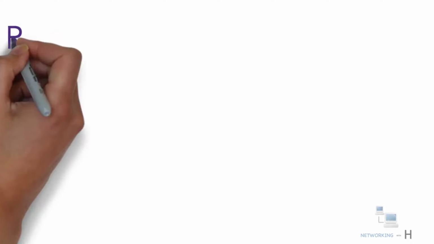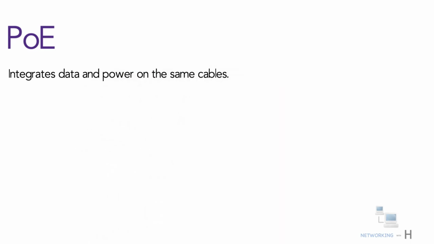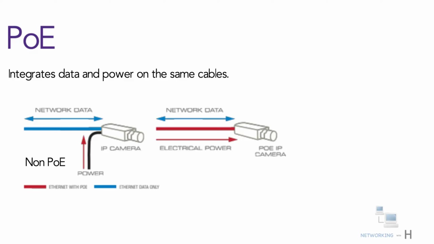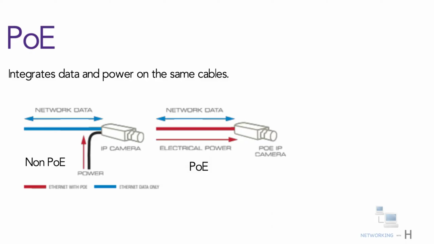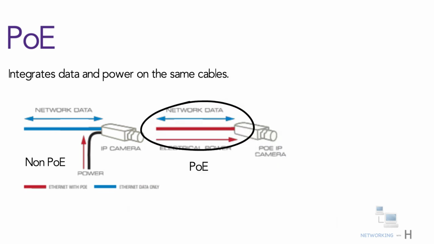Power over Ethernet, or PoE, is a revolutionary technology that integrates data and power on the same cable. As you can see, with a non-PoE device, you need a power cable to power on the device and a copper cable for network data. But PoE allows devices to receive power in parallel to data over existing twisted pair Ethernet infrastructure without making any modifications to it.